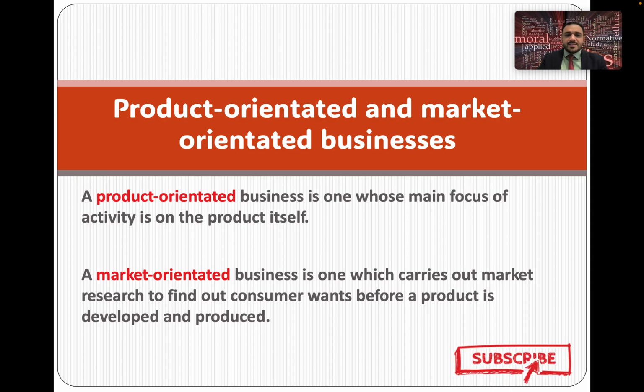Next part is product oriented and market oriented businesses. A product oriented business is one whose main focus of activity is on the product itself. So on the basis of their product they make business. A market oriented business is one which carries out market research to find out customer wants before a product is developed and produced. For example, market oriented businesses first of all go to the market, do research, and find out what kind of product the customer is demanding. After that they produce that product. It is market oriented.